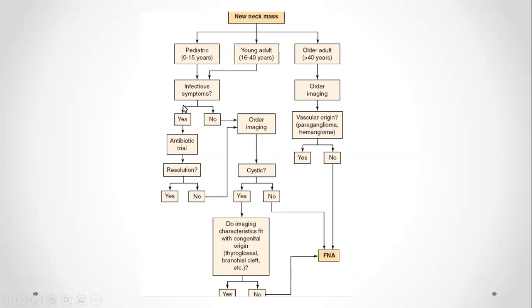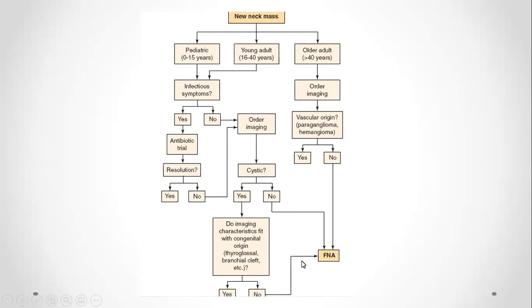If it is not due to infections, we need to do imaging. The first line of imaging is ultrasound. Ultrasound can differentiate whether this is a cystic or solid lesion. If it's a cystic lesion, it can be a congenital or developmental cyst, like a thyroglossal cyst or branchial cyst. If it's a solid lesion, we need to do an ultrasound-guided fine needle aspiration cytology.